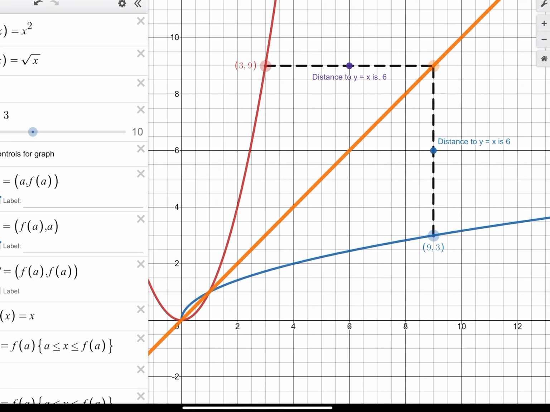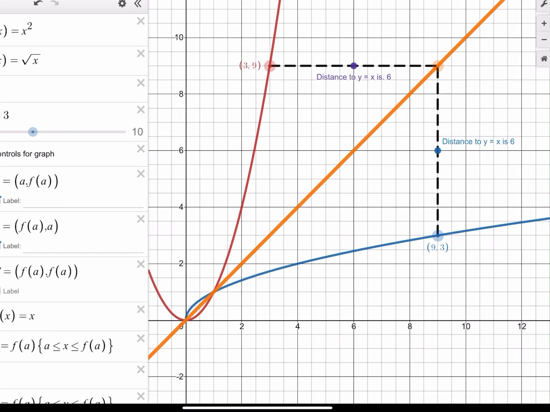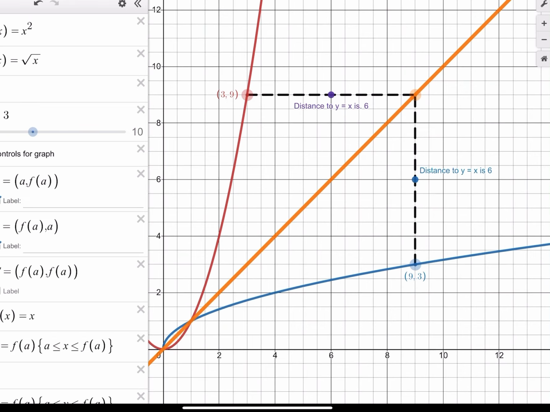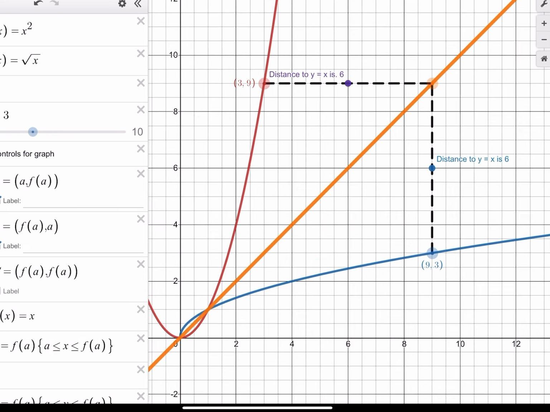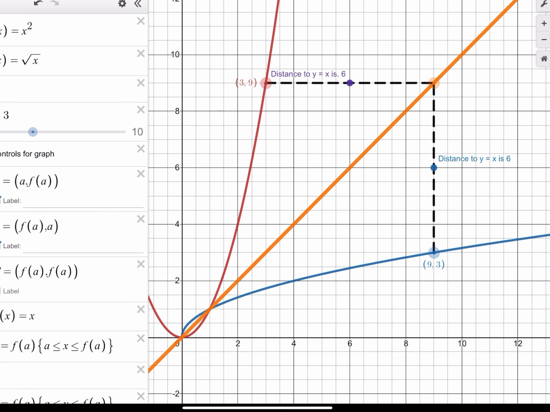So right now on the parabola, we're at the point 3,9. Like right here, we're at 3,9. And on the square root of x, the blue graph, we're at the point 9,3. Notice the x and the y just switch around.